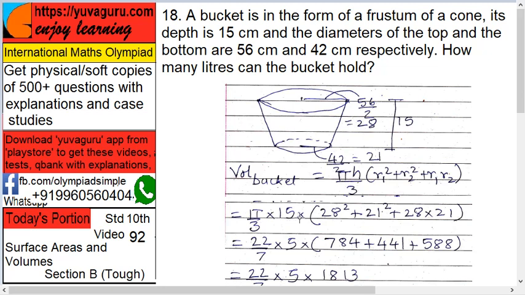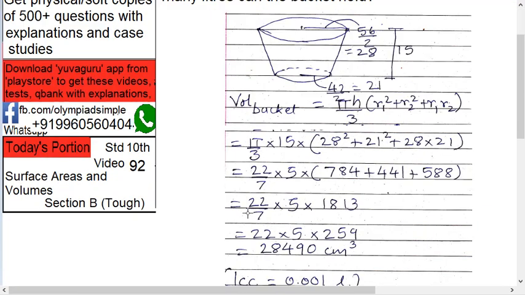So pi upon 3 into 15 into 28 square plus 21 square plus 28 into 21. Solve this and you will get this answer. For this, multiplications are very important. You should be fast in that. Follow Vedic maths tricks. We have separate videos for them. Go through Vedic maths. It's very fast.